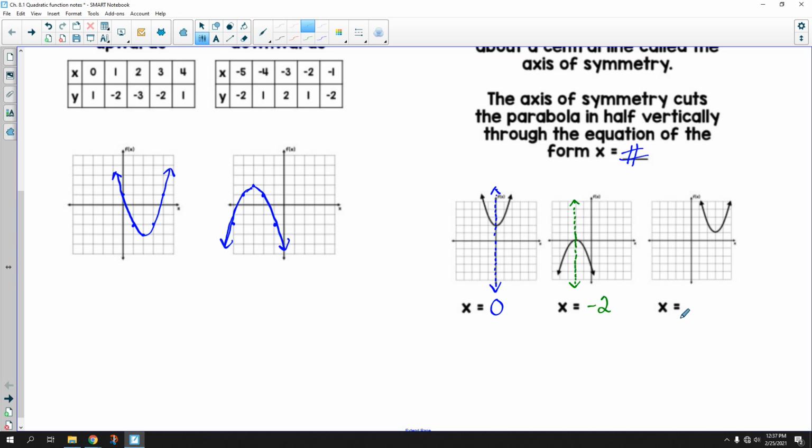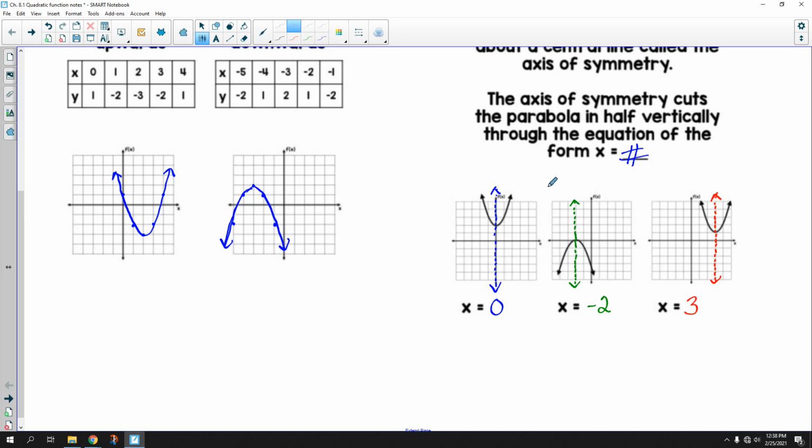That's right. Okay, now let's draw our axis of symmetry. Fold this in half vertically. Draw your dotted line. Okay, what is our axis of symmetry? x equals what? Very good, guys. That's right. x equals 3. Are there any questions on axis of symmetry?